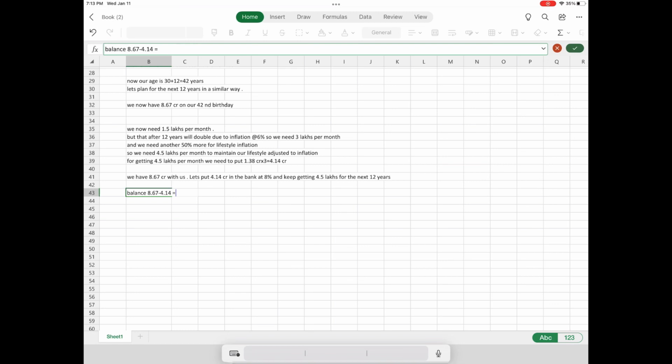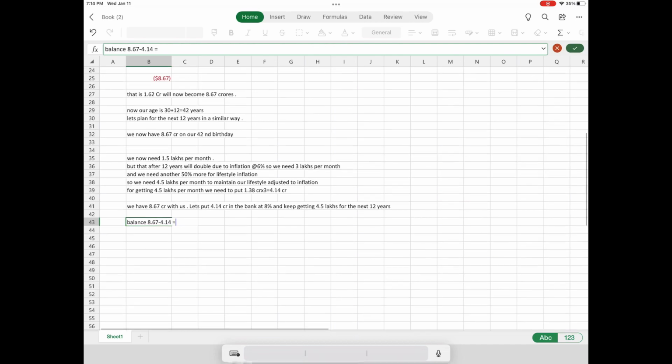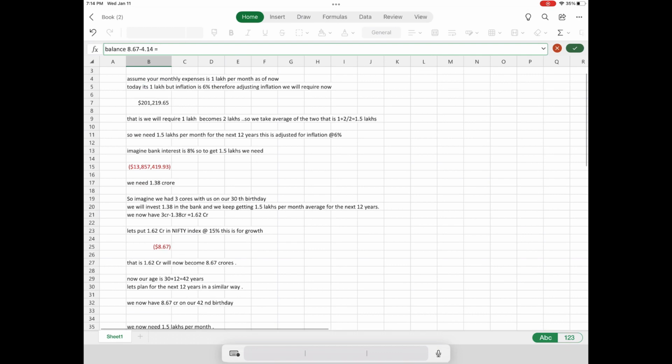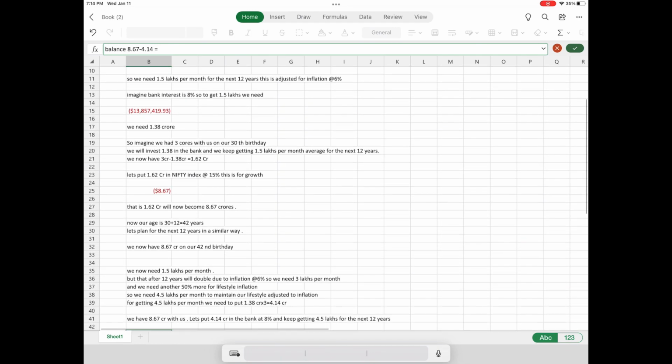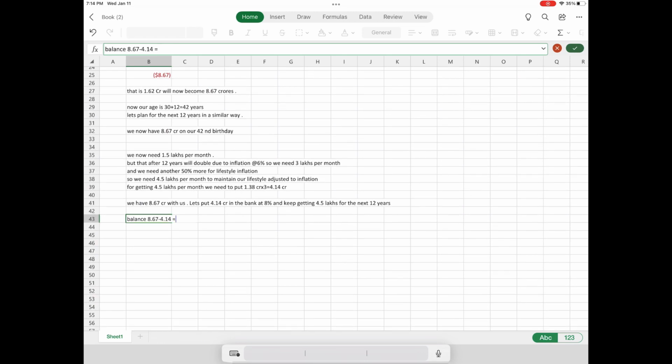So 8.67 minus 4.14, and the balance, like the previous case, I am going to just put it in Nifty, so that Nifty grows at 15% compounded, and with that capital I am again going to follow exactly the same strategy. If you observe, the strategy is we are dividing into two parts. One part is for the bank interest, which is going to give us regular income, and the other is the 15% Nifty, which is called the growth fund.